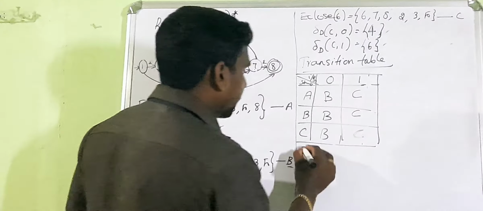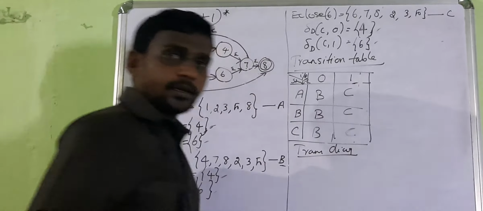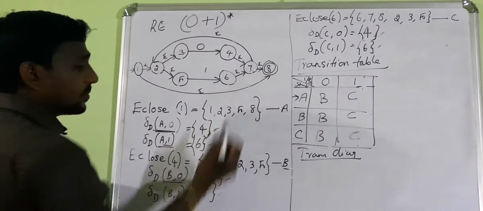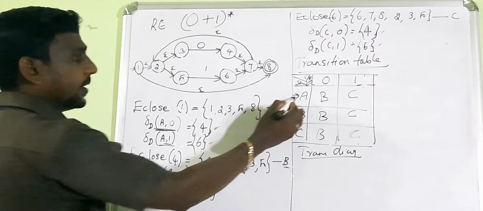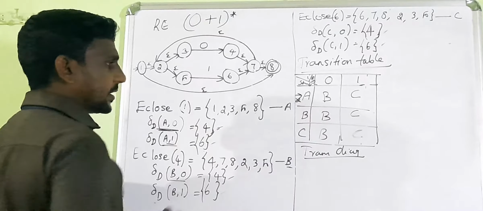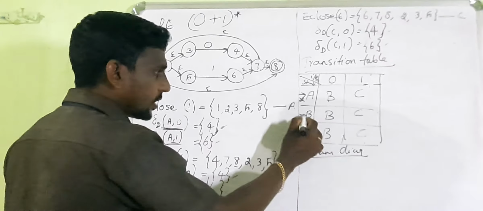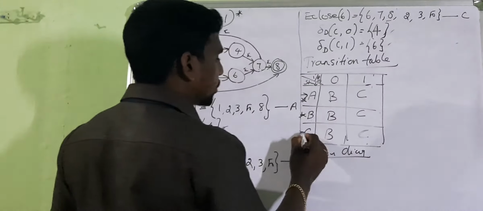Then the transition diagram. By using this, this is the starting state, and wherever 8 comes, that is an accepting state. Where A is, here I have 8. So this is the starting state as well as the accepting state. You have to mark this. And here there is 8, so this is also an accepting state. And C also has 8, so this is also an accepting state.